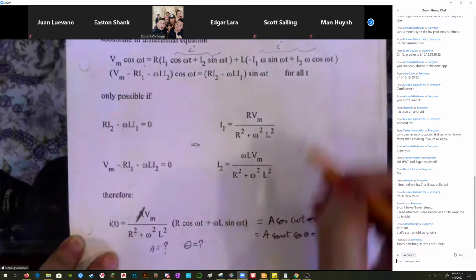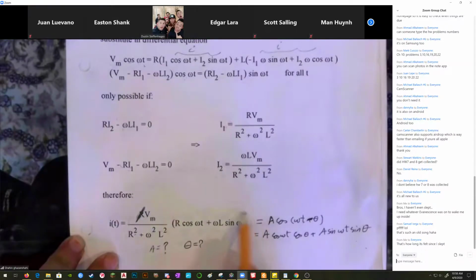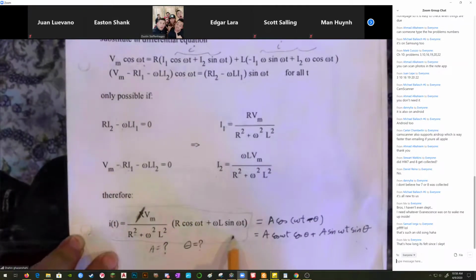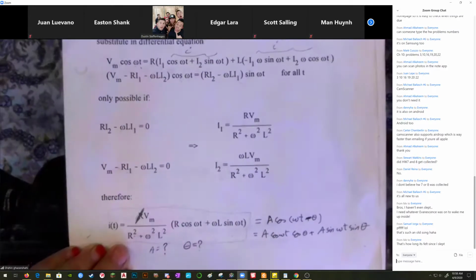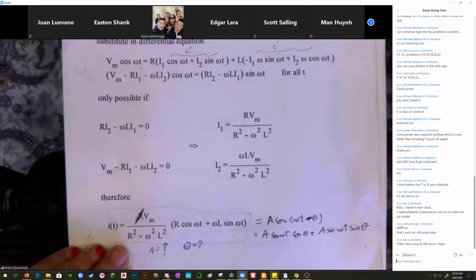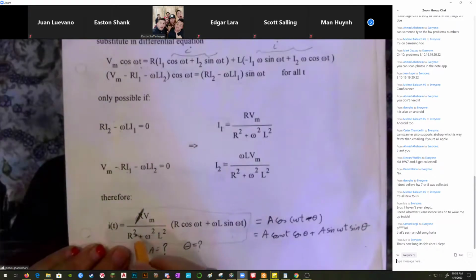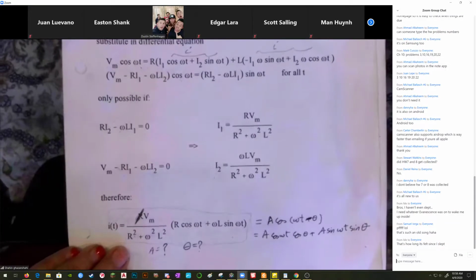You see that for this very simple RL circuit, this is my current, okay? Now, the key is here because later on, we always just need to know the magnitude and the angle of your output.